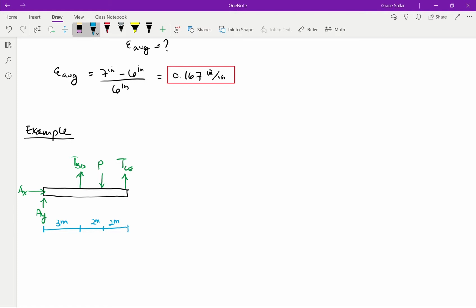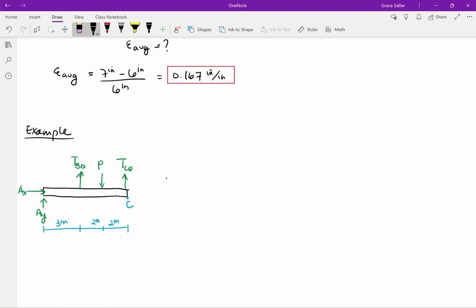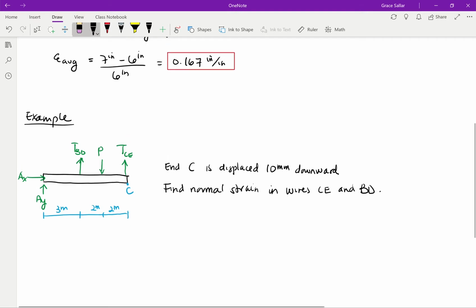All right, so the question here is that if this end is C, going back to my black pen, if this end C is displaced 10 millimeters downward, find the normal strain in wires CE and BD. Now, let's think about it for a second.